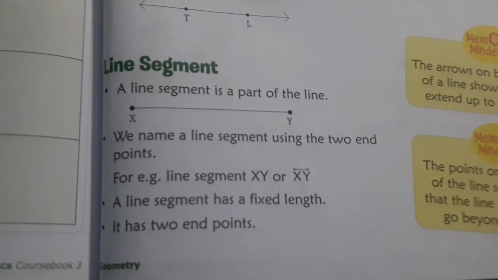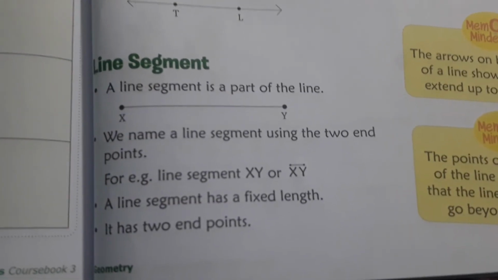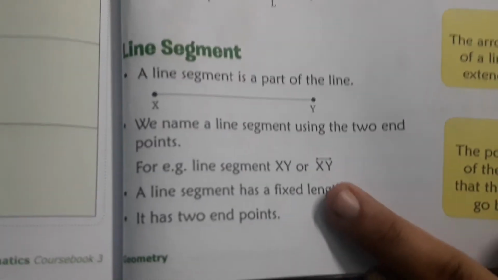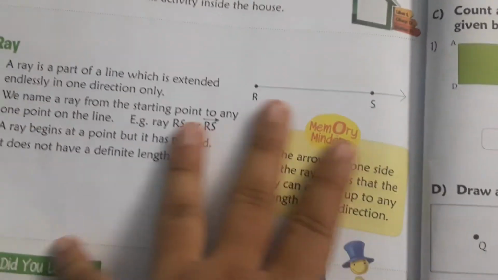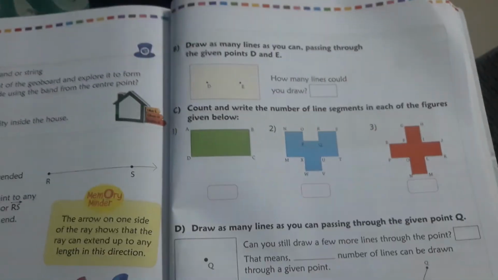Now line segment. A line segment is also a part of a line only, but it has a fixed length like 1 centimeter, 2 centimeter, 3 centimeter, like this. This is the symbol of the line segment. It has 2 endpoints. Now the ray is a line which can be extended only in one direction, not from this end. Like this you have to do this exercise 14.4. I have explained you everything, so you have to do it from here only.